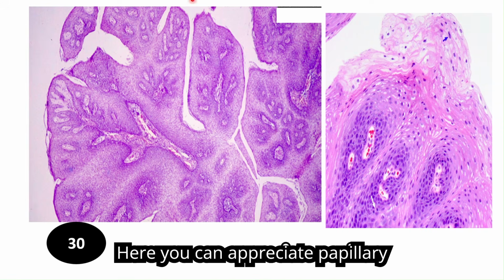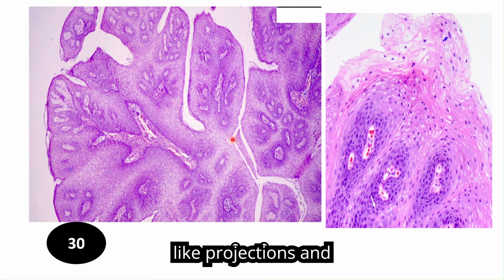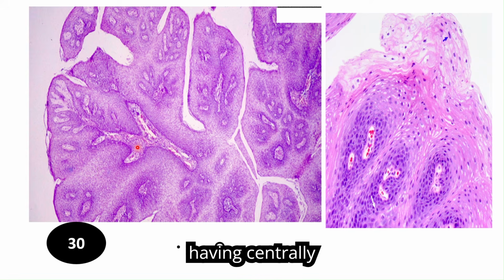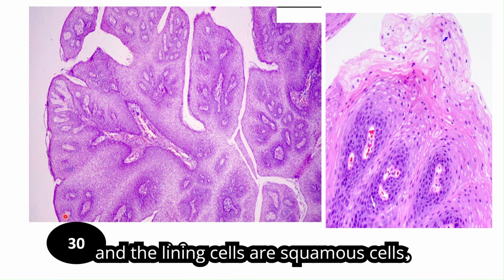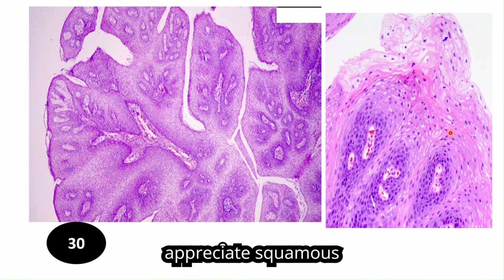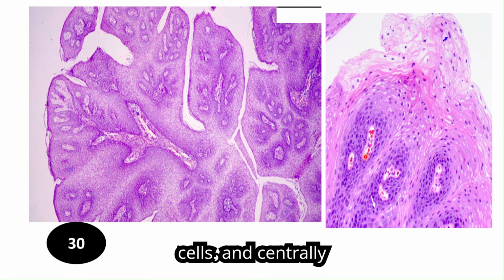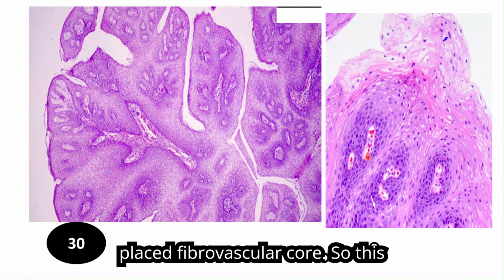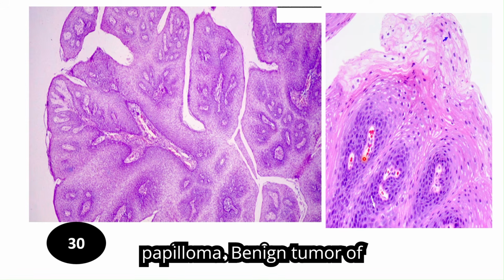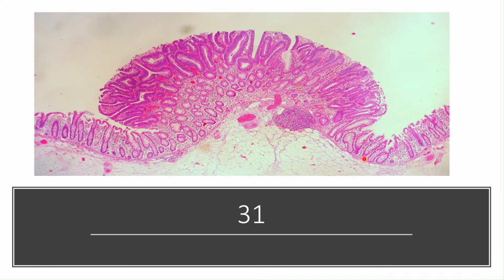Here you can appreciate papillary-like projections with a central fibrovascular core, and the lining cells are squamous cells. In high power view, you can easily appreciate squamous cells and the centrally placed fibrovascular core. So this slide is of squamous papilloma, a benign tumor of skin.